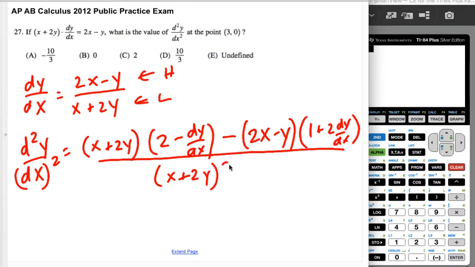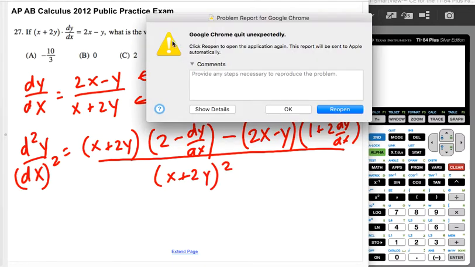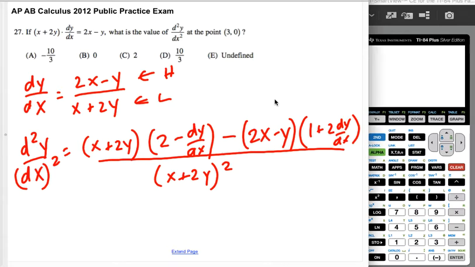Here's my argument. I wasn't asked for d squared y anytime. I was asked for d squared y at this specific time. So I'm going to go ahead and find all these values at that time, right? dy/dx evaluated at (0, 3). Oh, sorry, (3, 0), my bad.